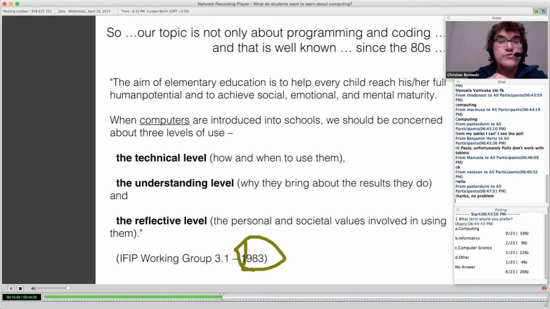And then when computers, and in 1983 computers were the important thing we talked about, are introduced into school, we should be concerned about three levels of use: the technical level, how and when to use them; the understanding level, why the computers bring the results they do. That's for me computer science, a little bit. And the reflective level, the personal and the societal values involved in using them. That's important. That's the informatics side for me.